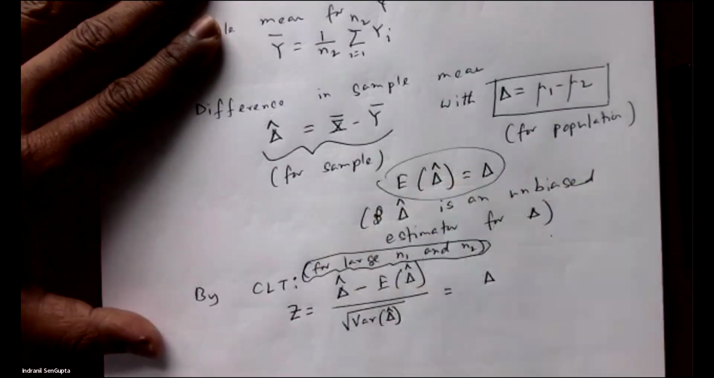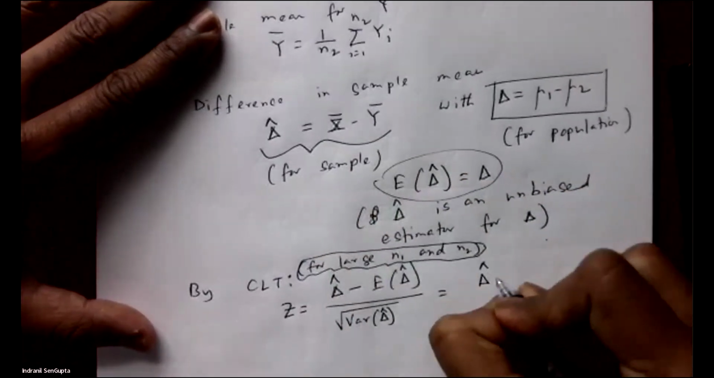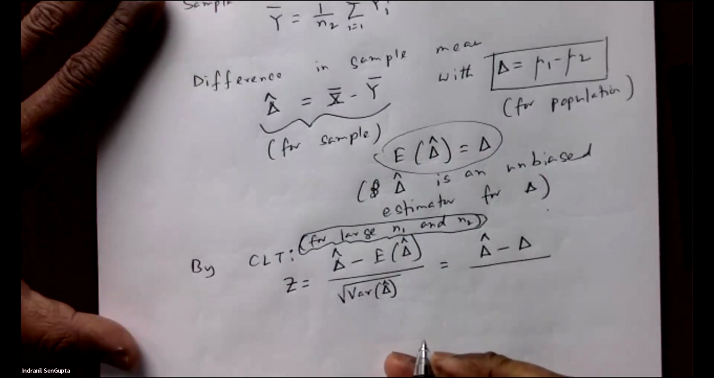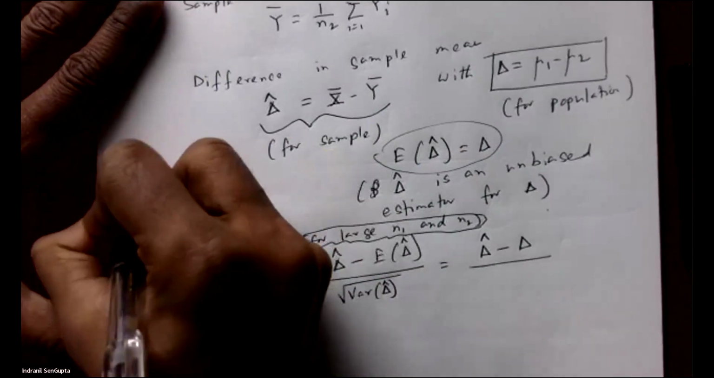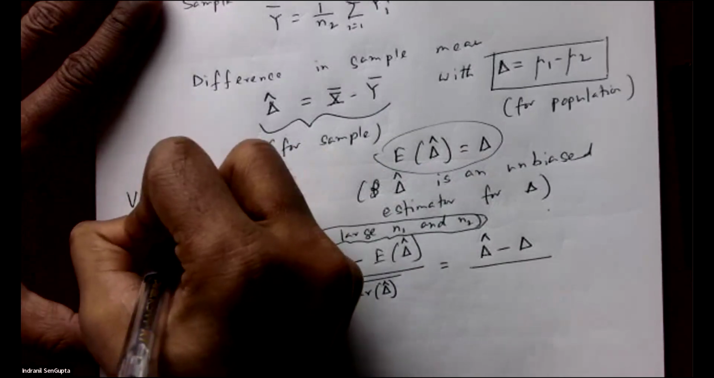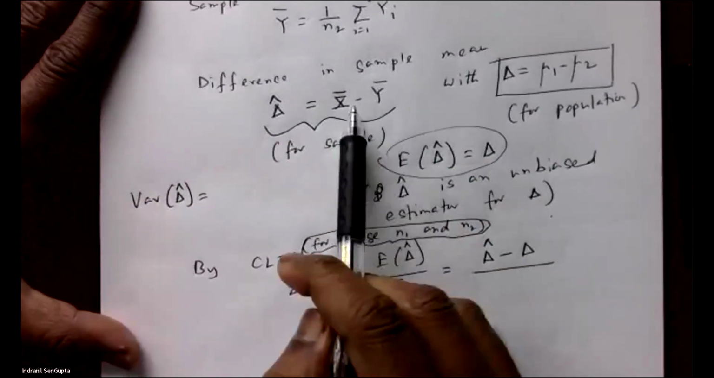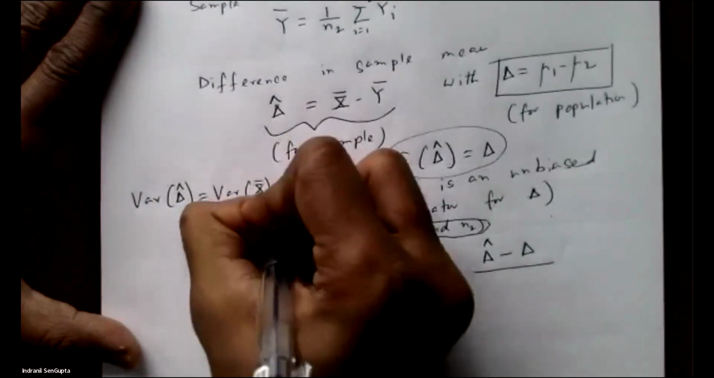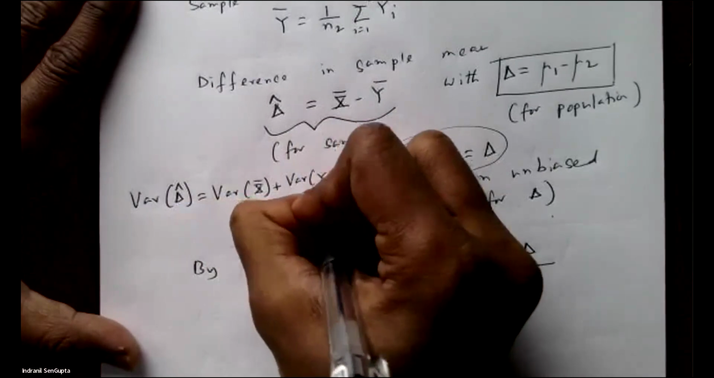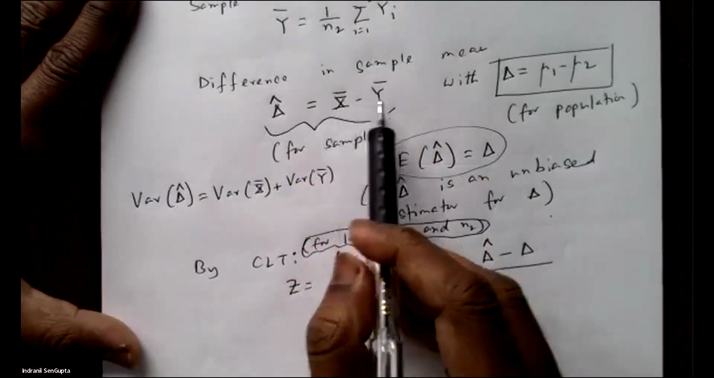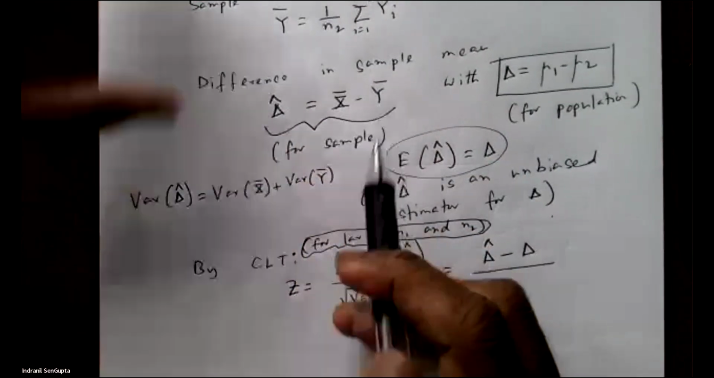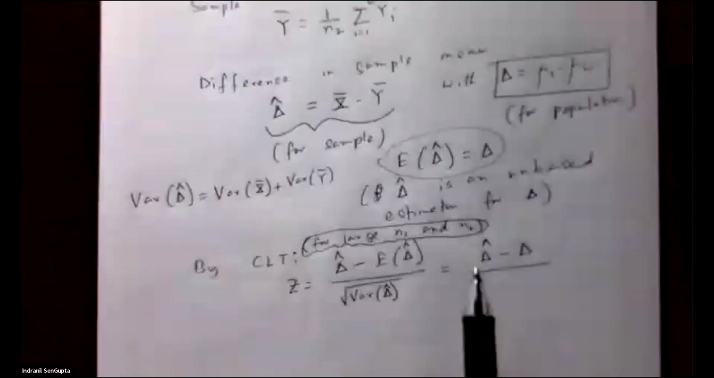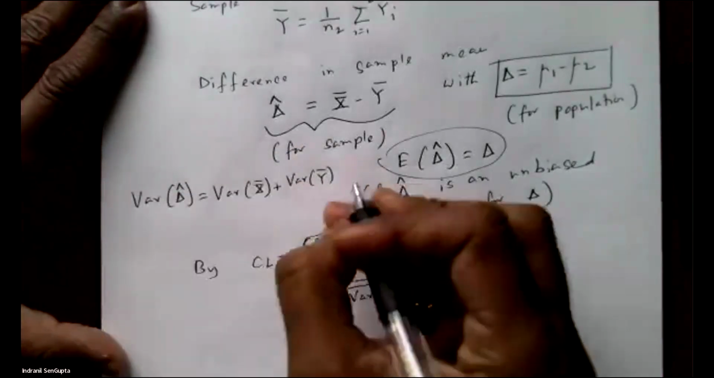Now let's compute. We have already computed E of delta hat, which is delta. So it's basically delta hat minus delta over the square root of variance of delta hat. So what is variance of delta hat? Well, I can compute it here. It's basically variance of x bar plus variance of y bar. And there is a covariance term between x bar and y bar, but we can drop it because the samples are drawn independently, right? So there is no other term, and that's pretty much it.